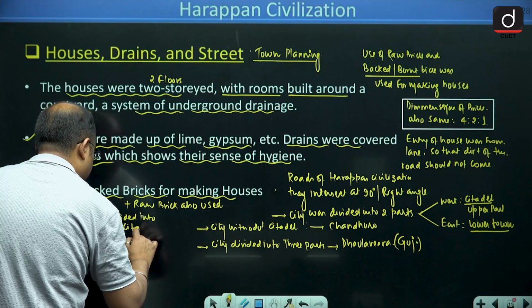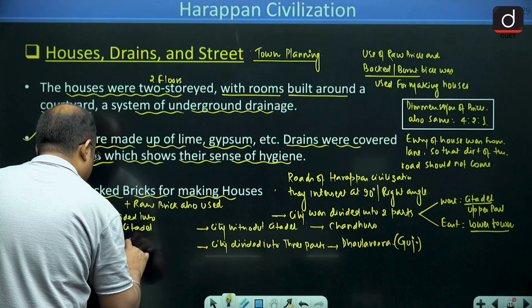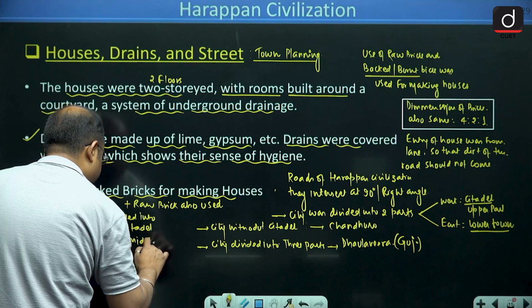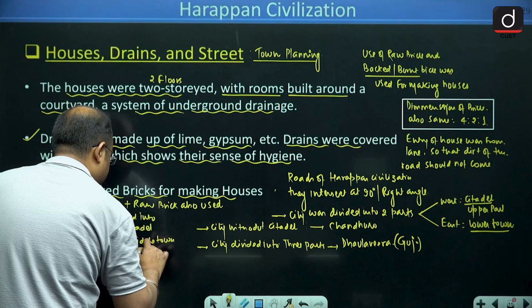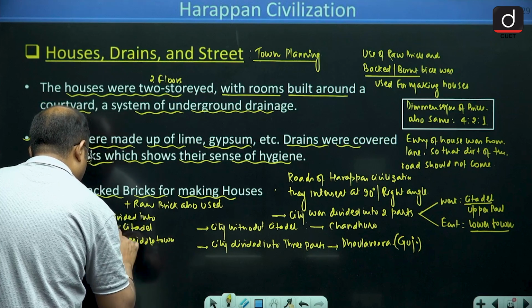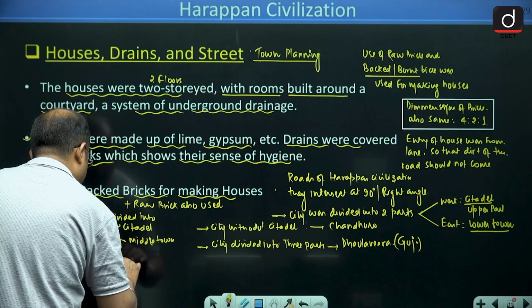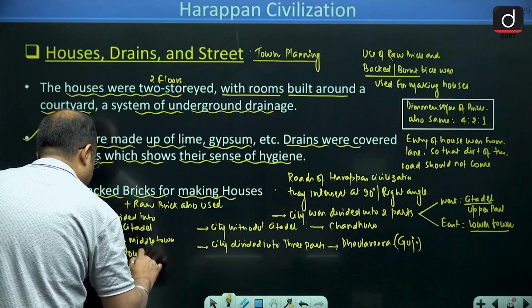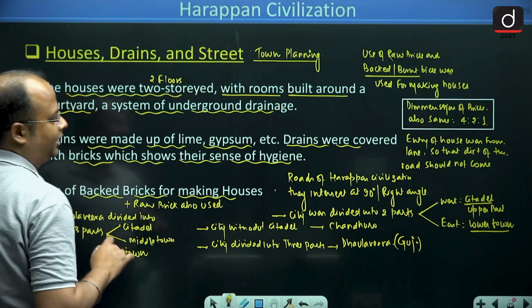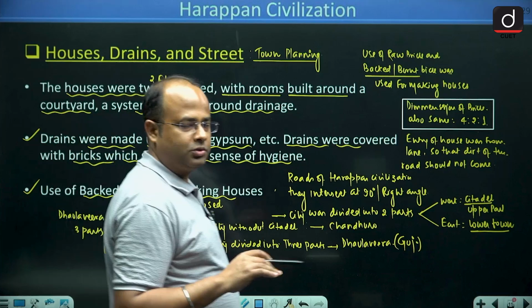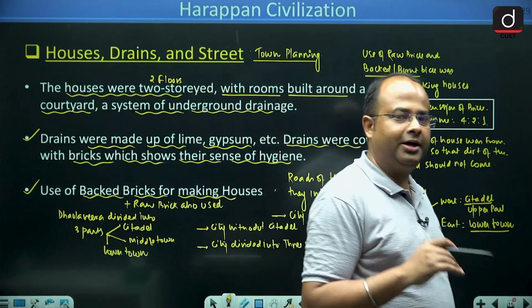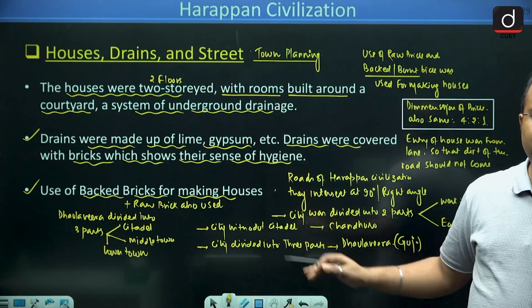Citadel, Middle Town, and Lower Town. So this was the city which was divided into two parts, and one is Chandhudo.